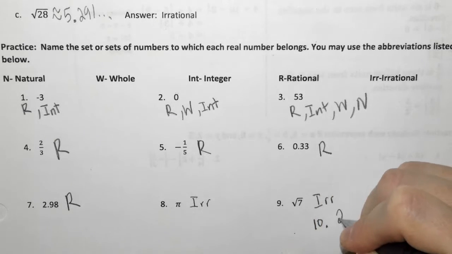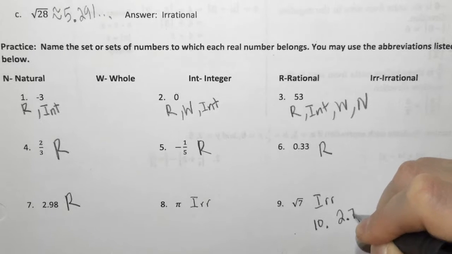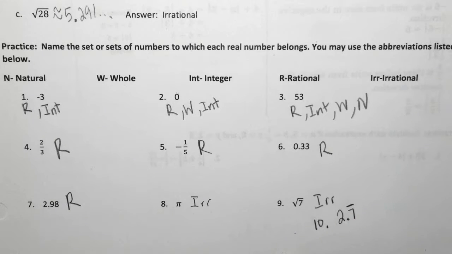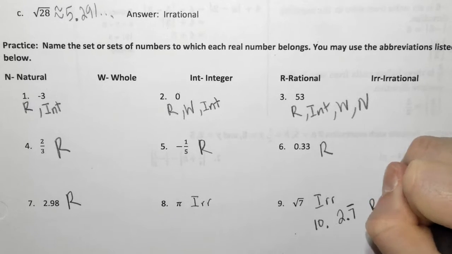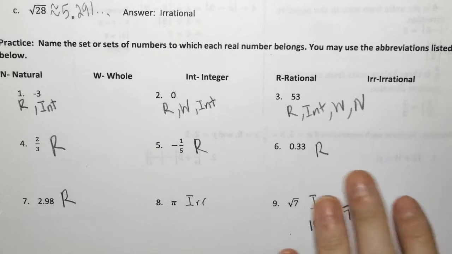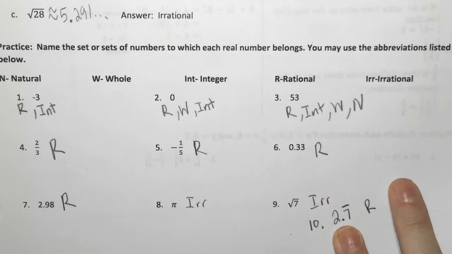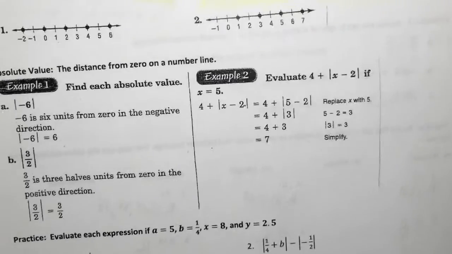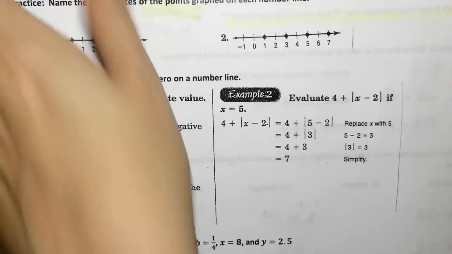Do we have to write them? If you want to. 2.7 repeating. It's rational. Rational. Okay, rational numbers include terminating and repeating decimals. That would be rational. Alright, good job. Any questions before we move on? Okay, the back side is a little easier. I feel like we had the hardest part first.